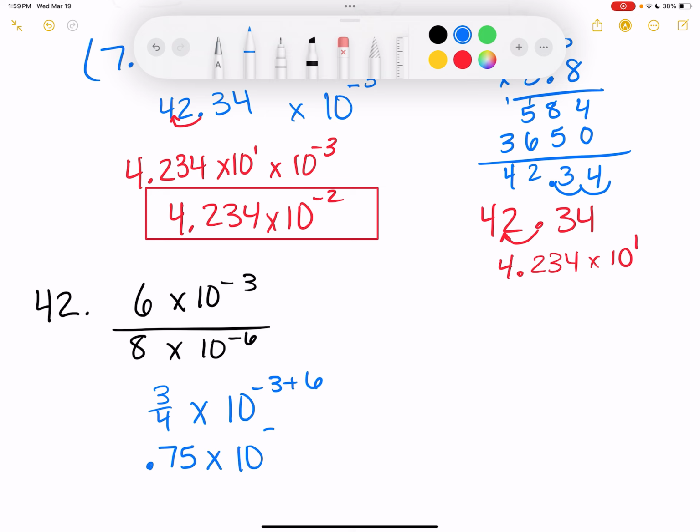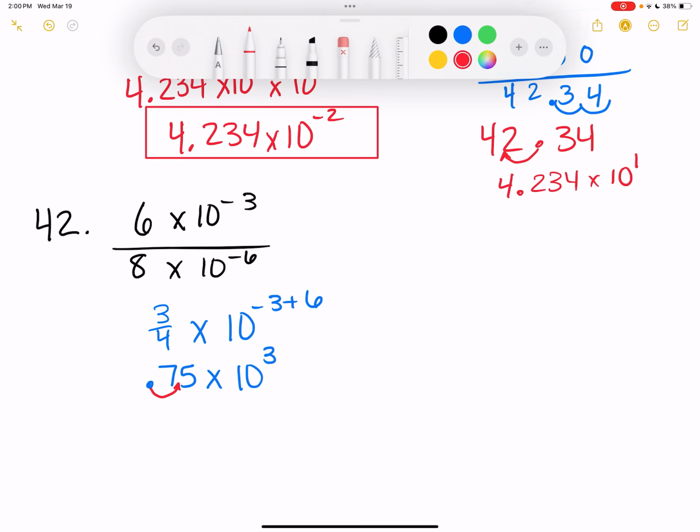So times 10 to the third. Is that in proper scientific notation? No. Where does the decimal have to be in proper scientific notation? It's got to be a number, then a decimal point. Every time. Number, then decimal point. So I've got to move it here. What is that requiring me to do? Times 10 to the negative 1. Yep. So this would be 7.5 times 10 to the negative 1 times 10 to the third, which ends up giving me what?